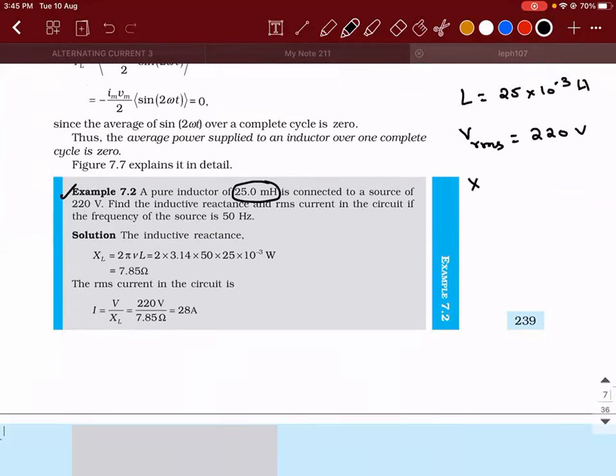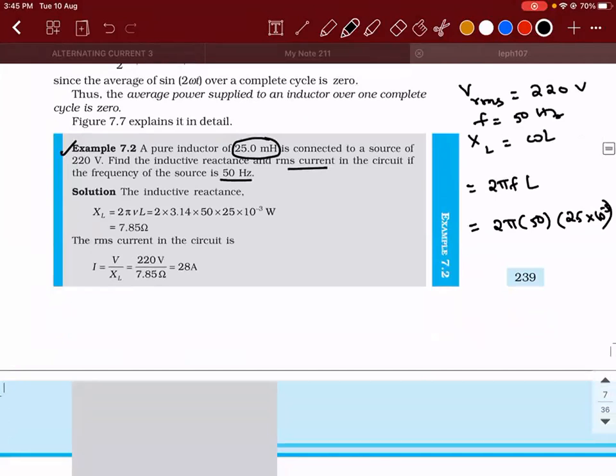Find the inductive reactance. XL is equal to omega into L. What is the value of omega, guys? Omega is 2 pi F. So find the inductive reactance and RMS current in the circuit if the frequency of the source is 50 hertz. So frequency is 50 means 2 pi into 50 into L, which is 25 into 10 power minus 3. Okay, that will give you a value of 7.85 ohm.